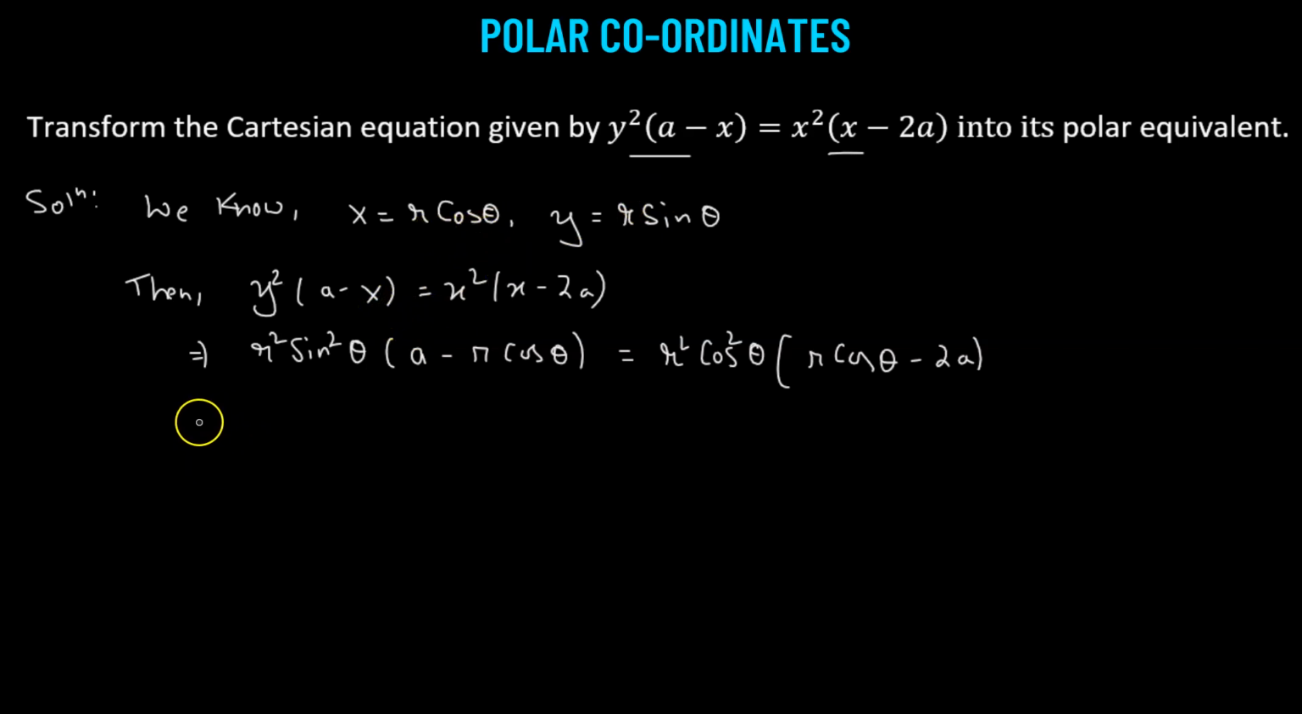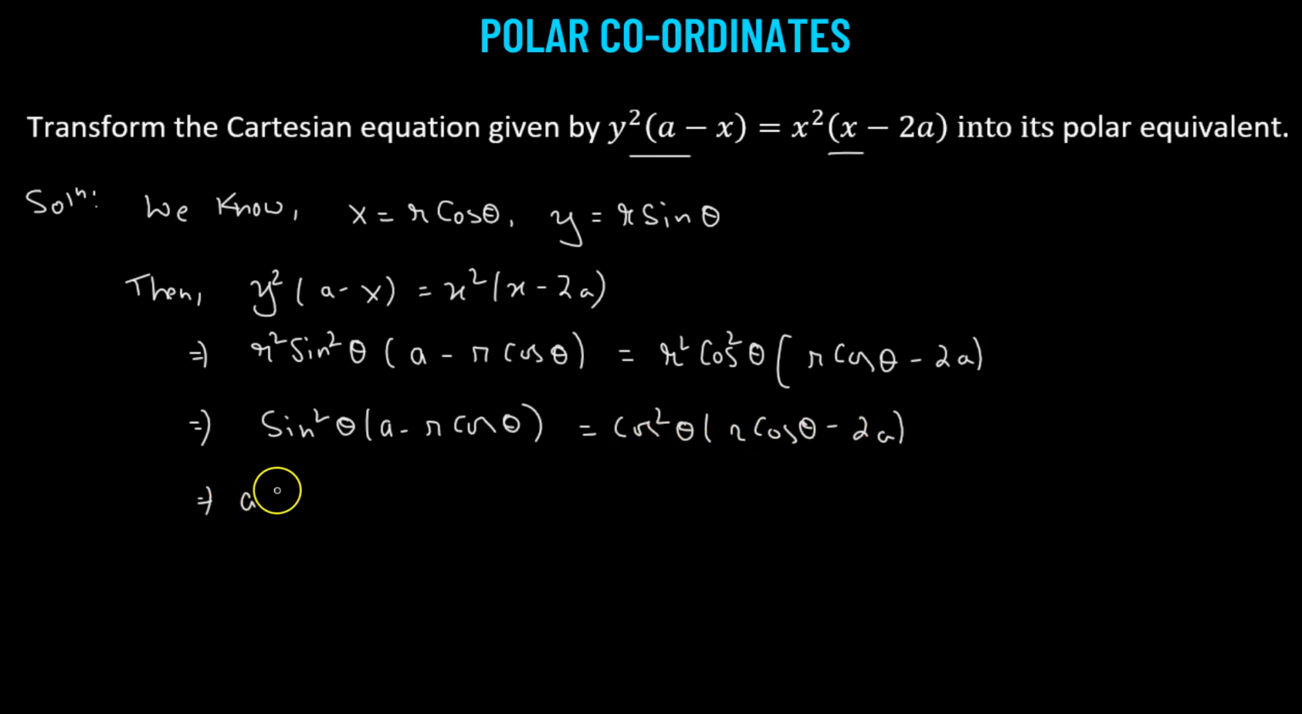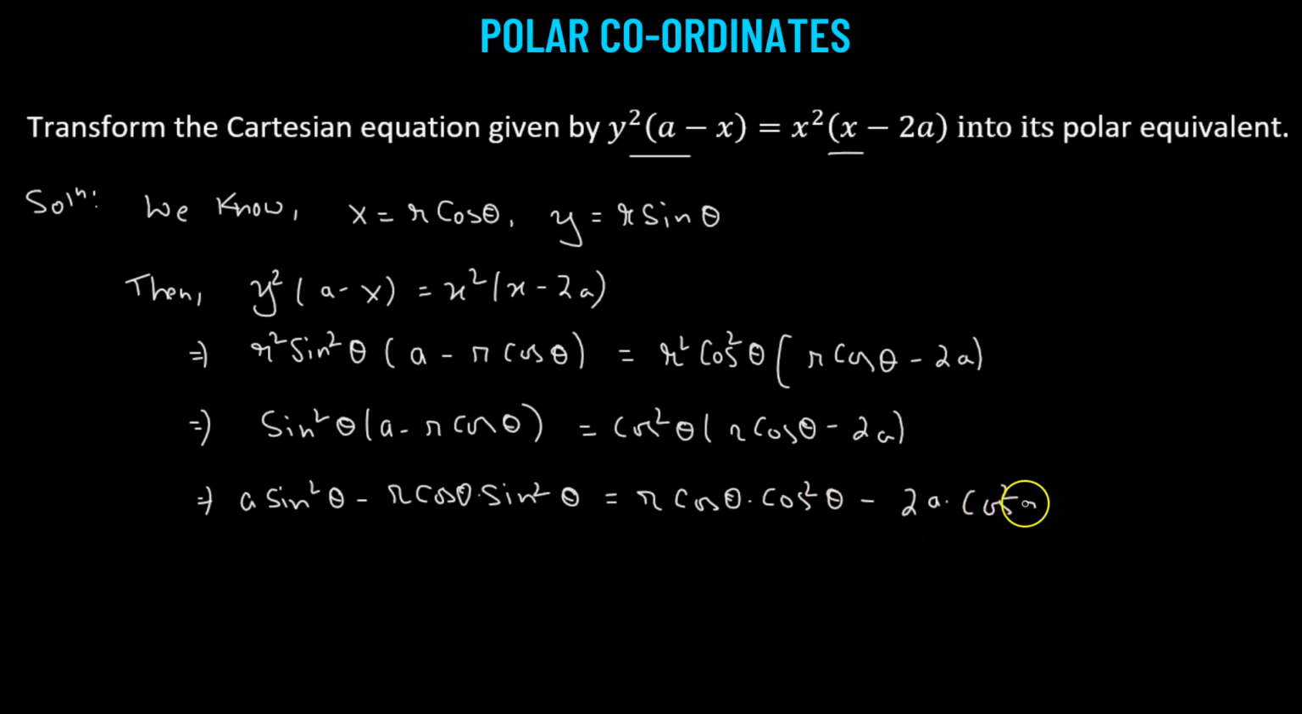Let's further simplify. We can factor out r squared from both sides. So we have sine squared theta multiplied by (a minus r cosine theta) equals cosine squared theta times (r cosine theta minus 2a). Then we have a sine squared theta minus r cosine theta sine squared theta equals r cosine theta cosine squared theta minus 2a cosine squared theta.